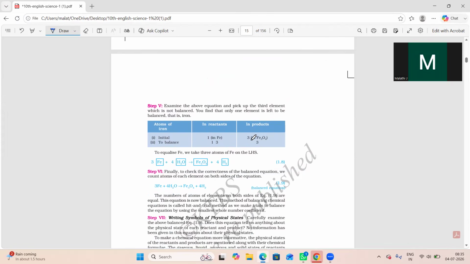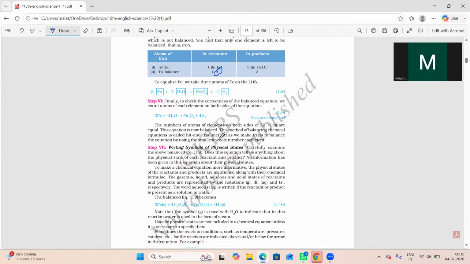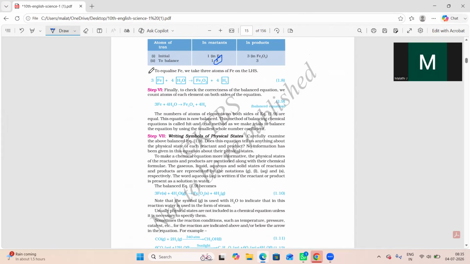Now we balance. Here we already have 3 atoms on the product side, and here only one atom on the reactant side. You should multiply with 3. Now, where we have done that, you have to write it down in the formula. So on the reactant side we multiplied with 3, that you should write here.